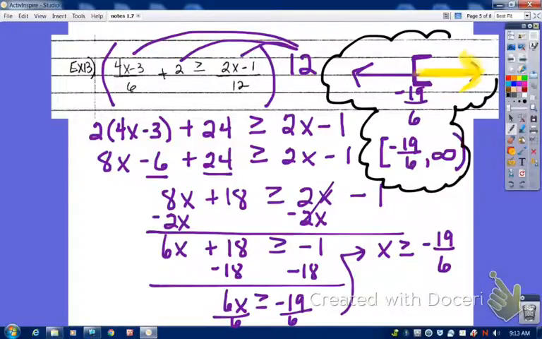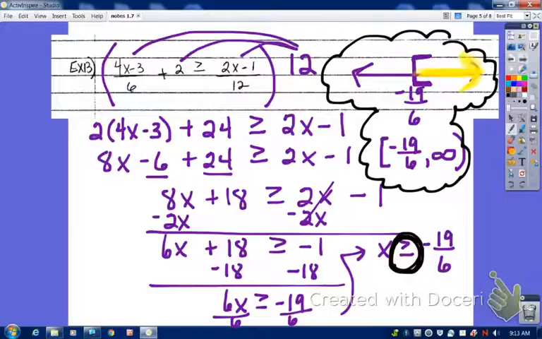Because there's an equal to right here, greater than or equal to. So I would always use a bracket if I had an equal to. If I don't have an equal to, I would use a parentheses. Bracket means equal to or closed circle. Parentheses means less than or greater than, no equal to, or open circle.